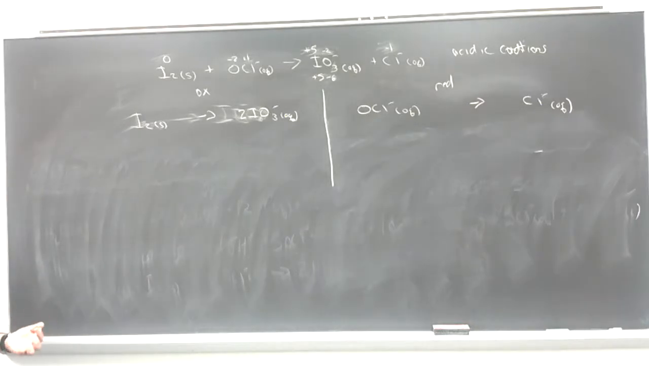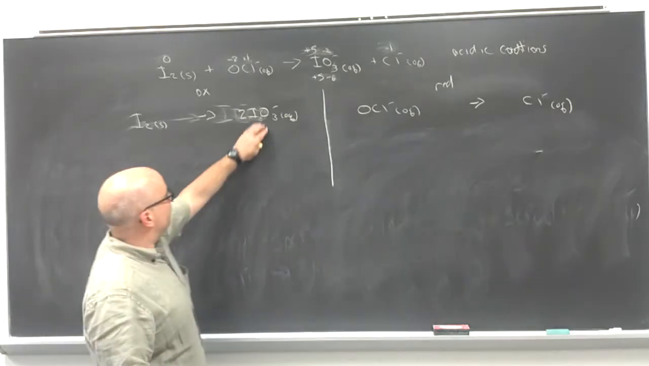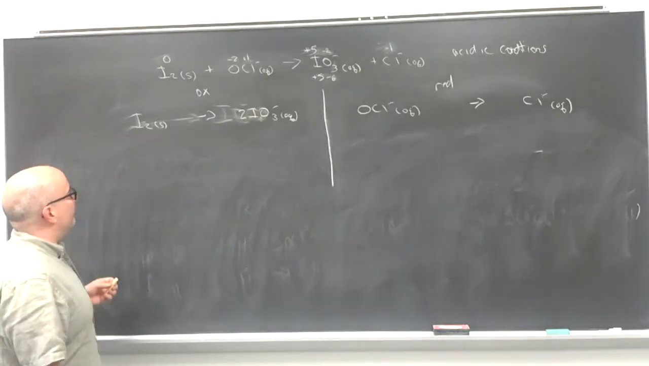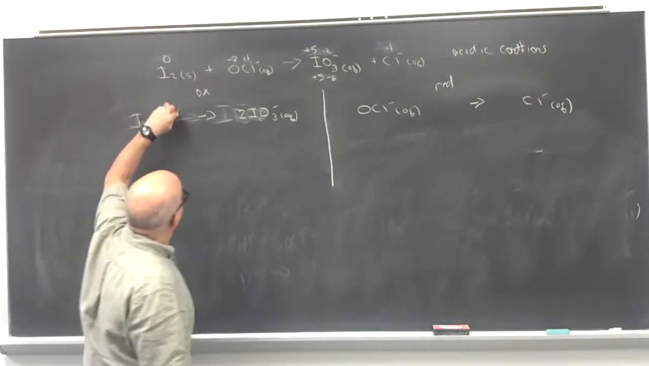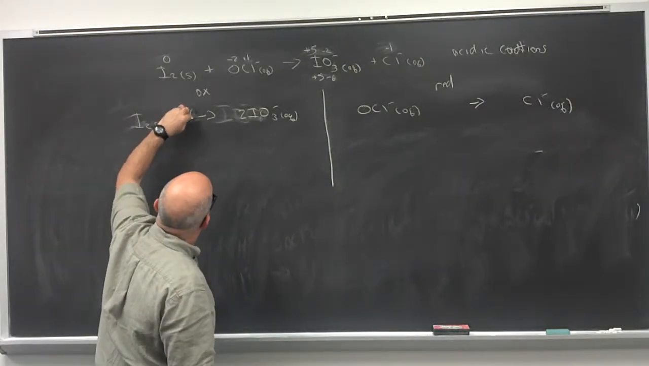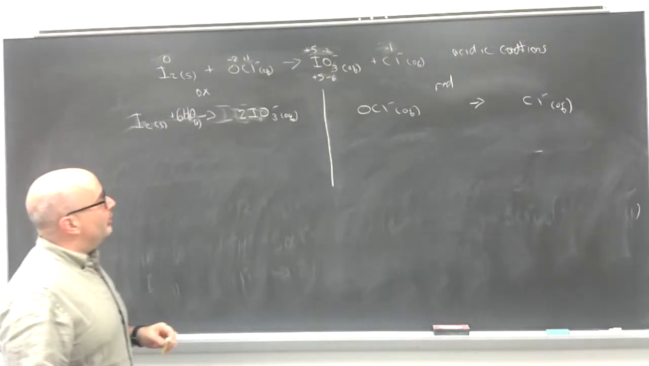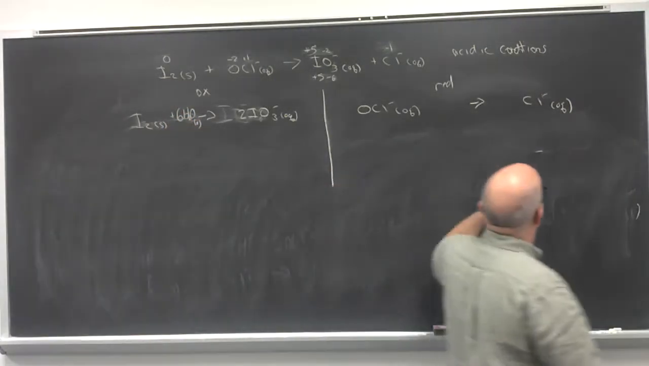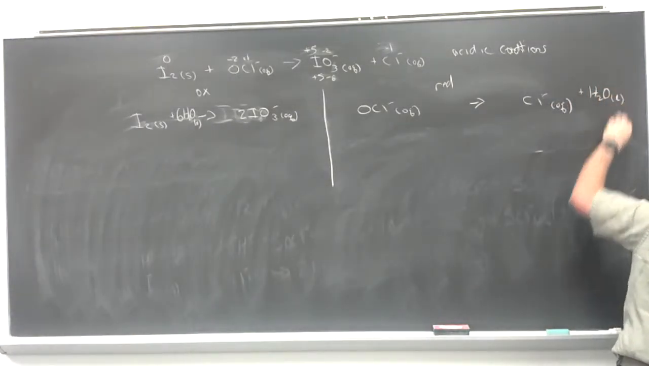Next step, balance the oxygens, and we do that by adding water to the side that needs it. So we need 6 oxygen atoms to balance out the 6 in the IO3. So I'm just going to add 6 waters there. So now the oxygen's balanced. And we need to add 1 oxygen atom there.